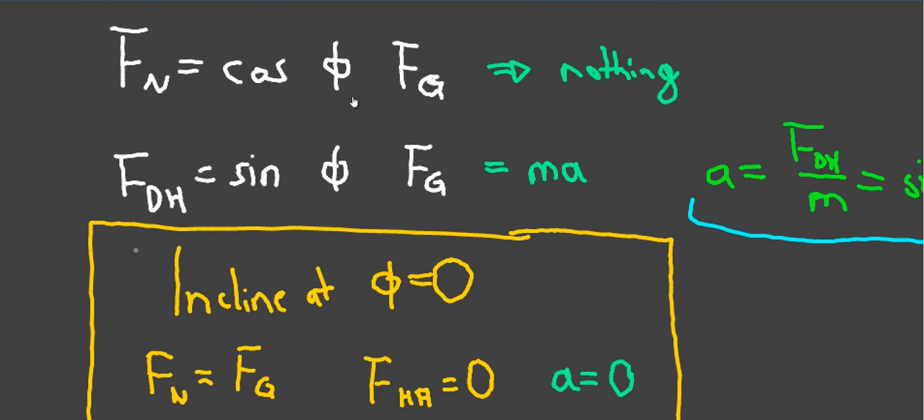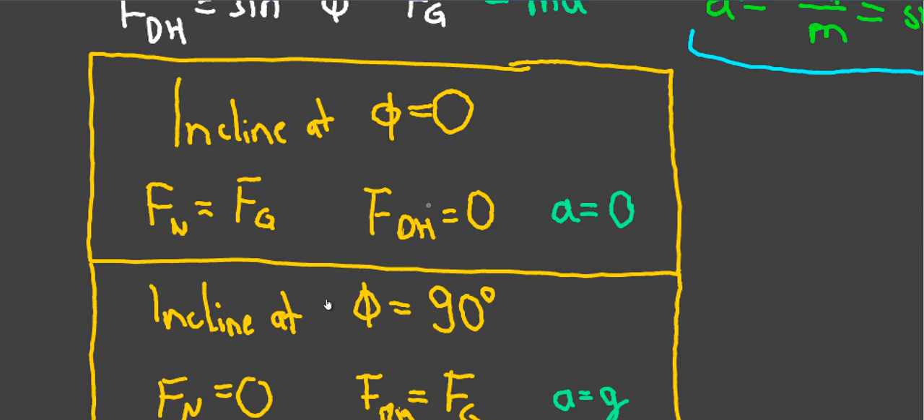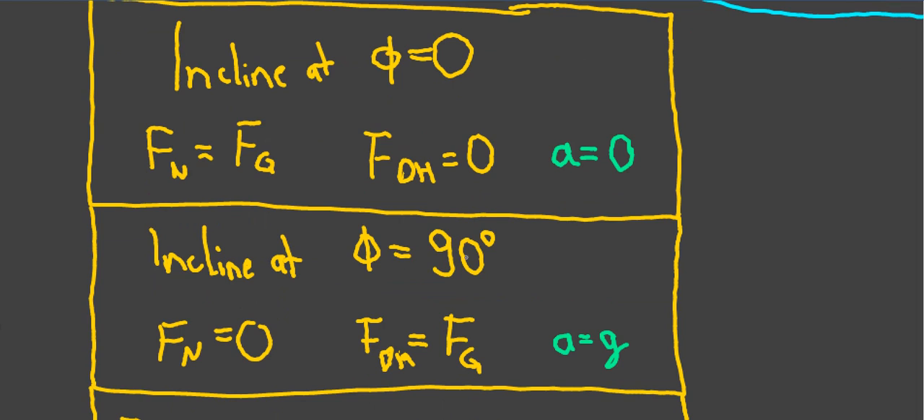Well, it tells us that if our incline is at a 0-degree angle, the normal force is equal to the gravitational force, because the cosine of 0 is 1 and the sine of 0 is 0. So our downhill slope force is going to be 0, and that means our acceleration is also going to be 0. While if our incline is exactly at 90 degrees, our normal force is going to be 0, and our downhill slope force is going to be our gravitational force, which means our acceleration is just equal to g, which is quite interesting.